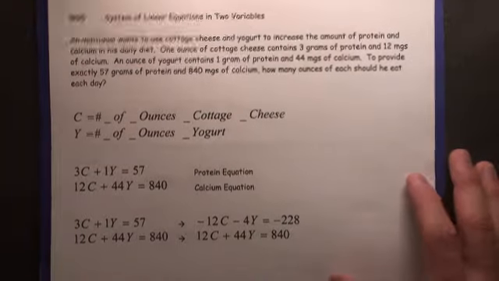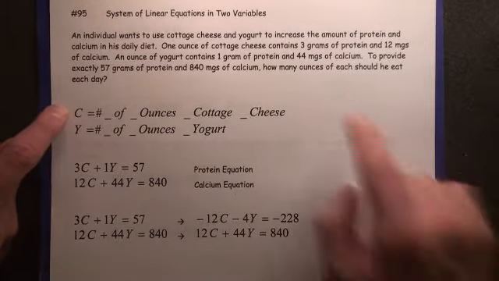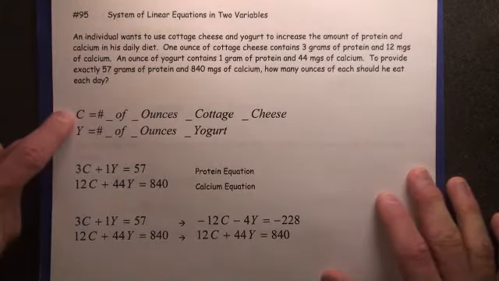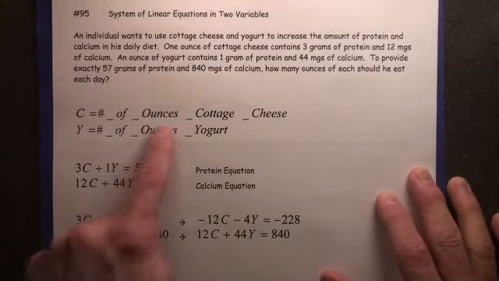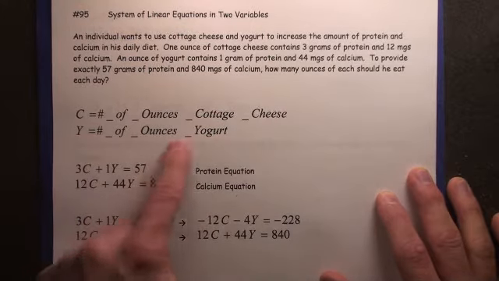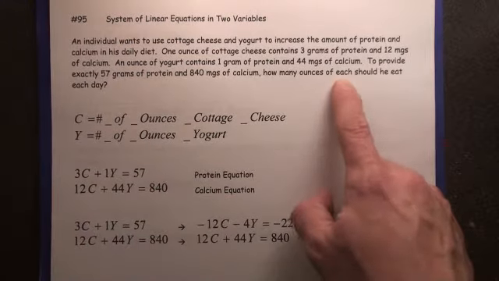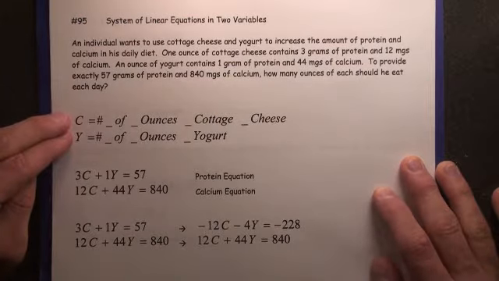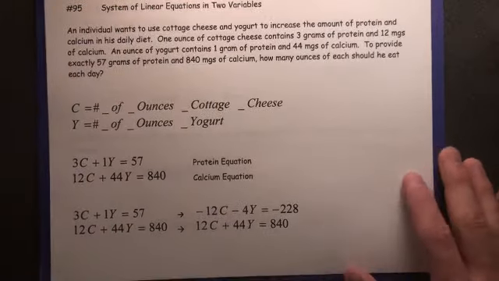Well, since the question is asking how many ounces, that's what we label the variables. C is the number of ounces of cottage cheese, Y is the number of ounces of yogurt. The question in every word problem will always tell you where to start. You'll start with the unknowns. You'll start with the variables.